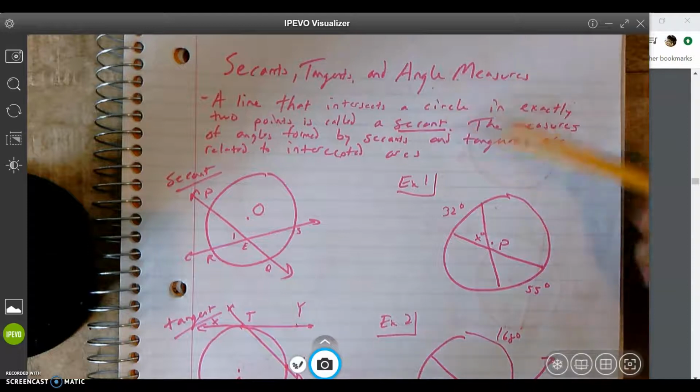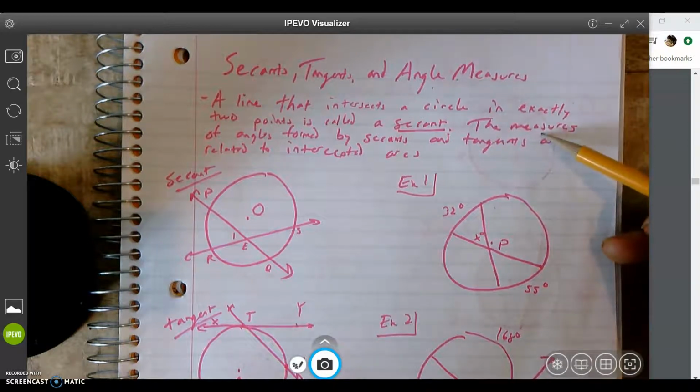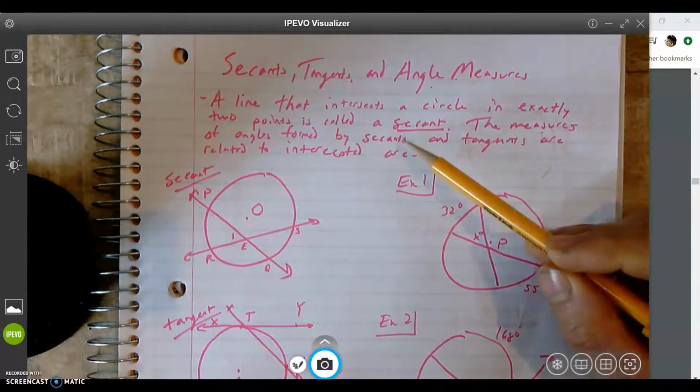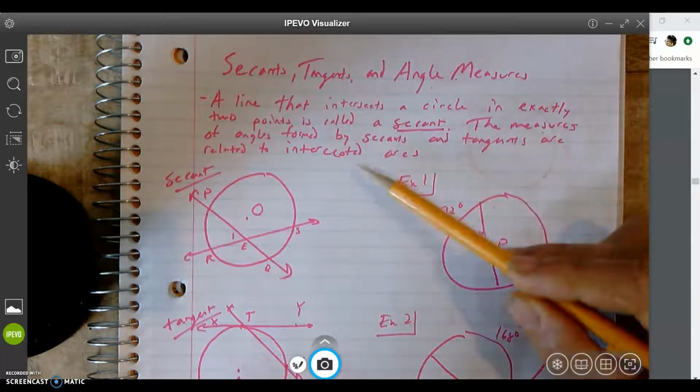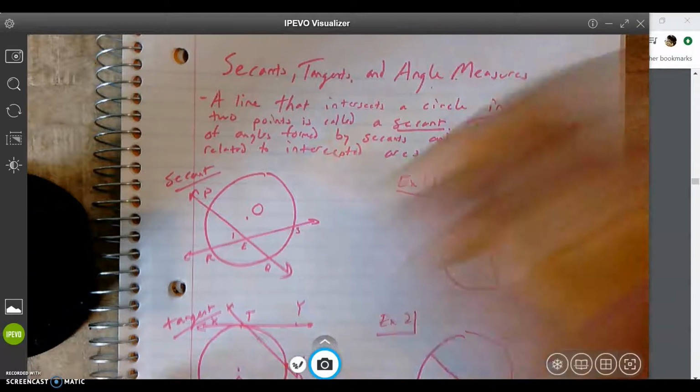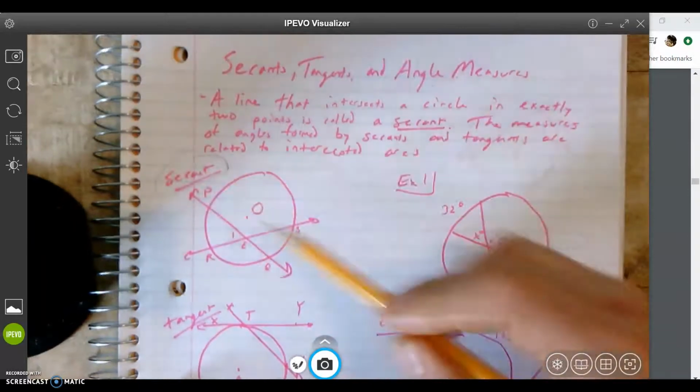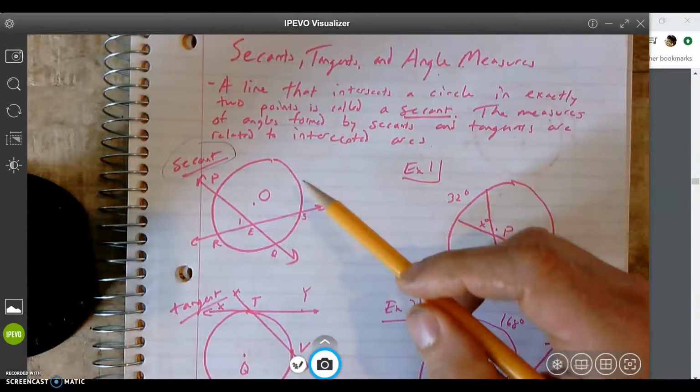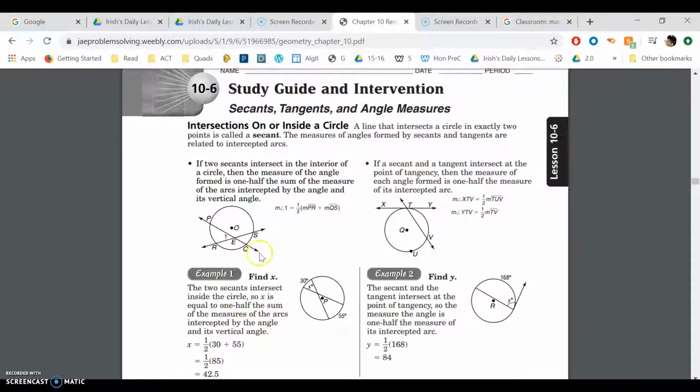One of the things we got to know is that the measures of angles formed by secants and tangents are related to the intercepted arcs. So that's really important. Let's just talk about secant lines first. So this is the first example. It's the same example as here. Bam. So I'm writing that down.